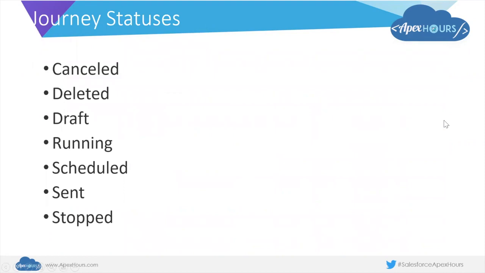And here are some of the statuses that a journey can be in. It can be in the cancel state. Whenever the journey was canceled before the scheduled send date and time, it will be in the cancel state. Deleted is when the journey was deleted, and draft is when you just started working on the journey and it is not active yet. And running is when the journey is published and is currently running. And if the single send journey is scheduled to send at a specific date and time, then it will be in the scheduled state. And sent is when a single send journey sent a message on the specified date and time. The stopped is when the journey is stopped.